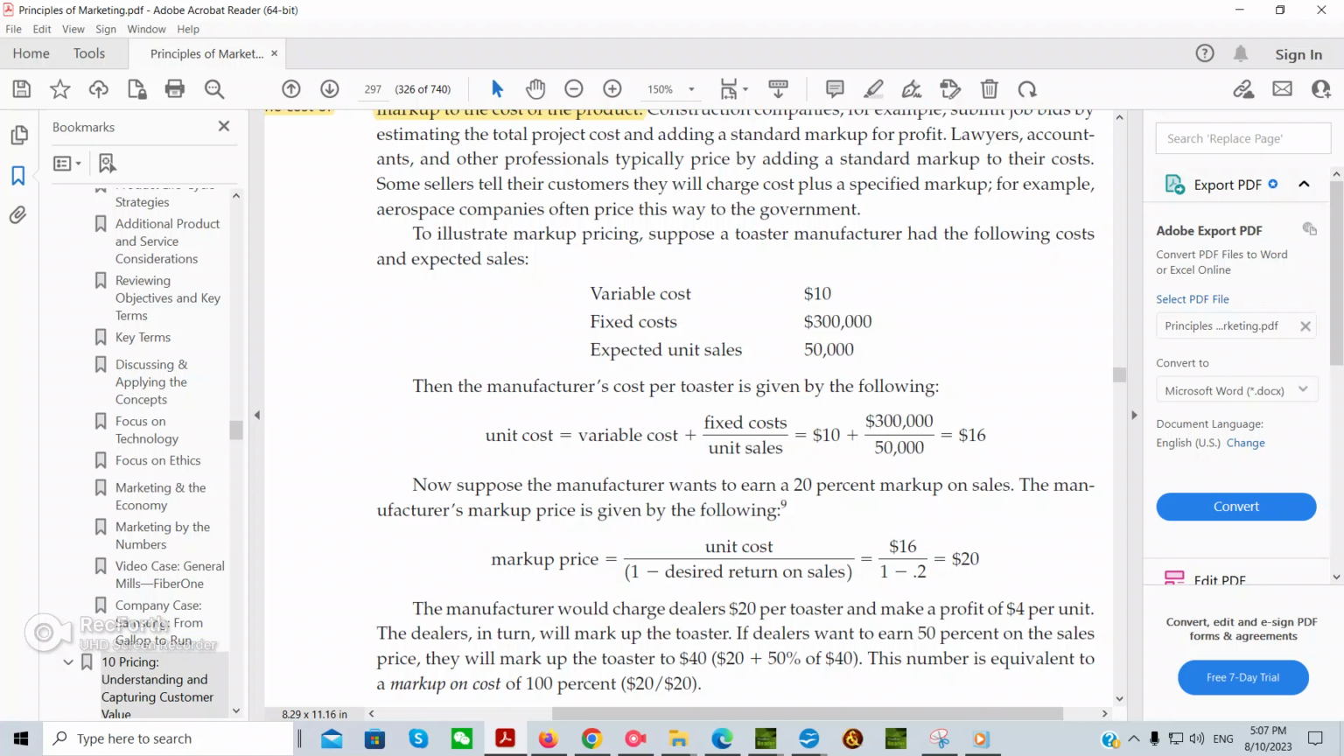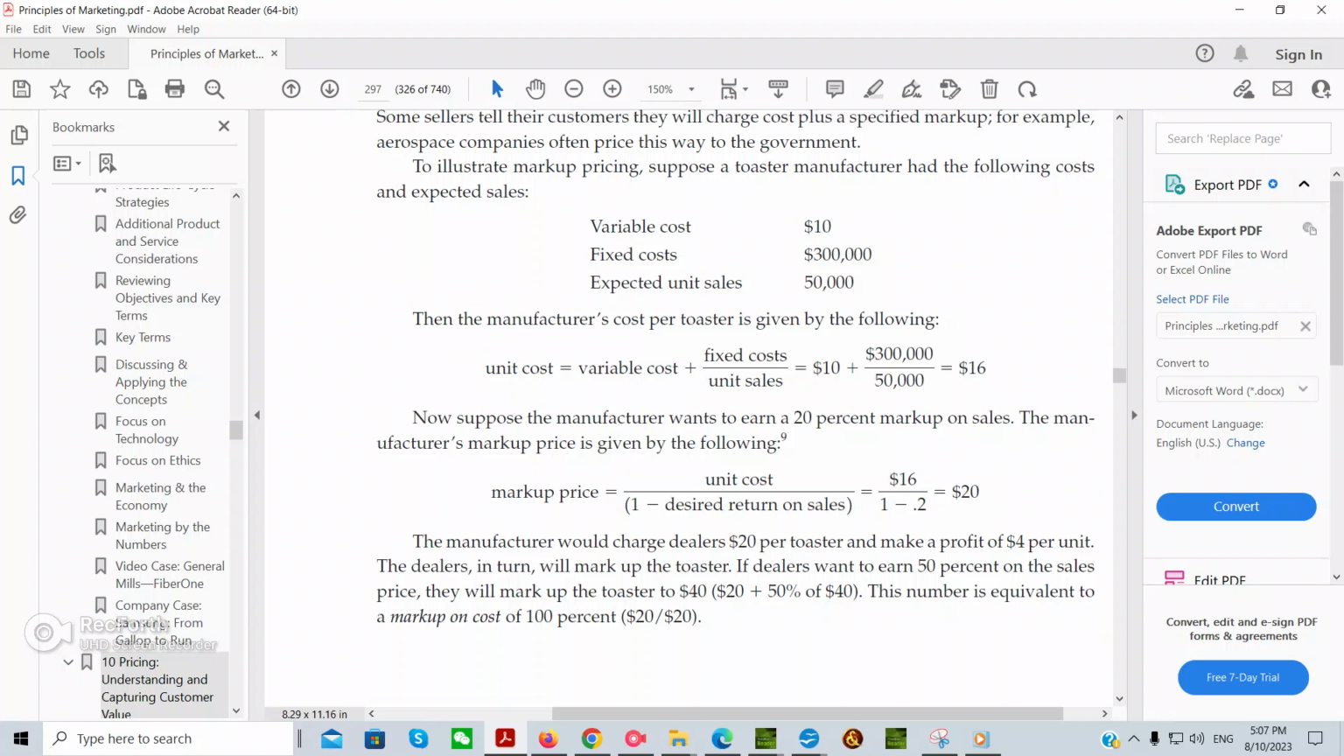Now, the manufacturer would charge dealers $20 per toaster and make a profit of $4 per unit. Profit per unit is the difference between the revenue. I look at it more broadly, but you can look at the unit cost. Unit cost is good for calculating because it will say how much profit you are making per unit, and then how many units we can produce will tell us how much total profit we made.